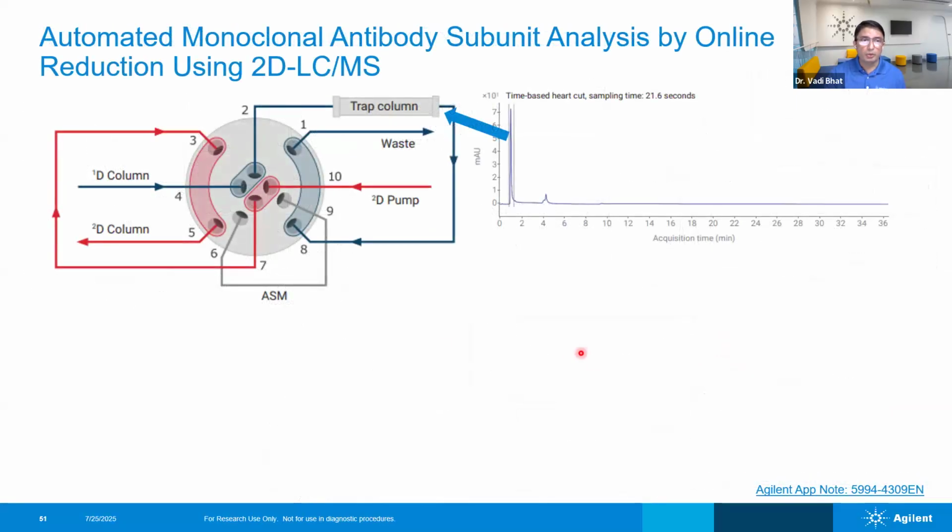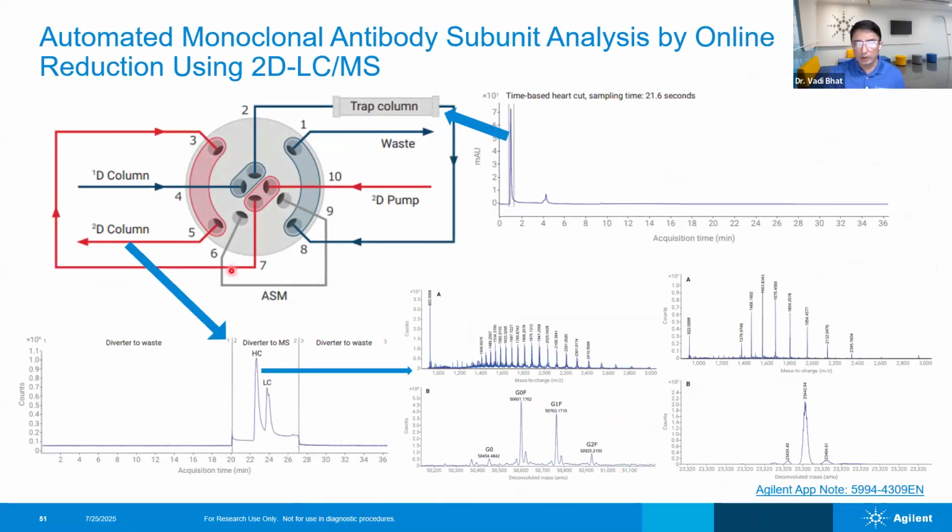Now in the 2D LC also you can do the online reduction, and you can get a subunit analysis. So there are all automated methods. You can just keep your vials in the autosampler and program it in such a way that, or fill the bottles with your reducing buffer, and then it can automatically reduce and give the subunit information for your molecule.